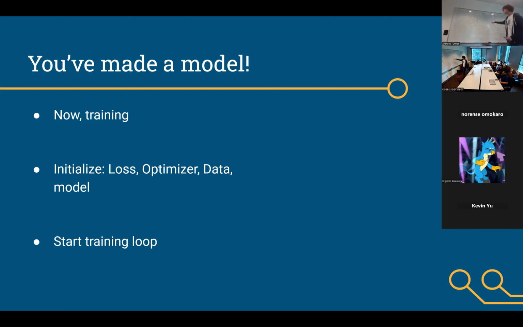So yeah, you've initialized, okay, here's my loss function, which PyTorch gives you. Here's my optimizer, which PyTorch gives you. Here's your model, which you've made. And here's the data, which we talked about in previous classes. Now we want to run through that data and we want to update our model. So that's the training loop.